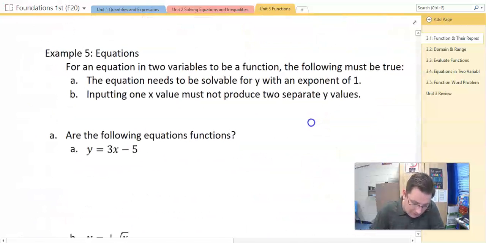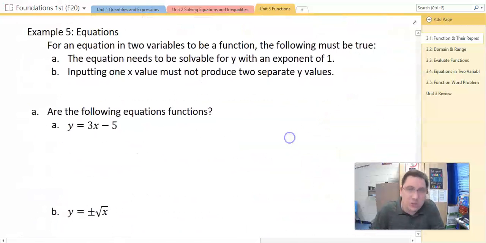Let's look at example 5, equations. There are a couple of things you need to understand with equations. For an equation in two variables to be a function, the following must be true. The equation needs to be solvable for y with an exponent of 1. So it needs to, in the end, say y equals and then something on the other side.